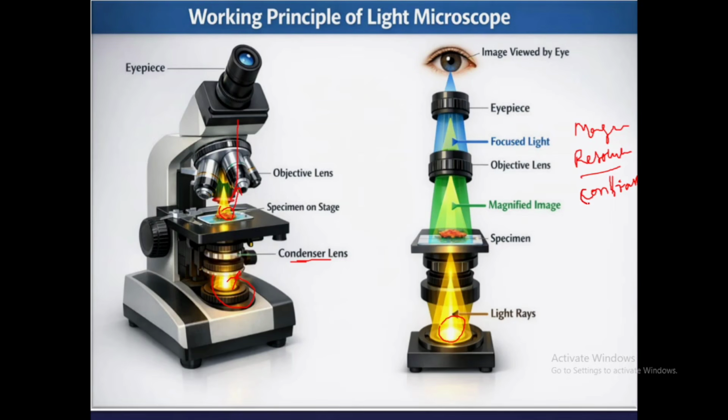These three are the main core principles of the light microscope: one is magnification, next is resolution, and next is contrast. By these three core principles we are able to see the image clearly. So that's all about the light microscope.